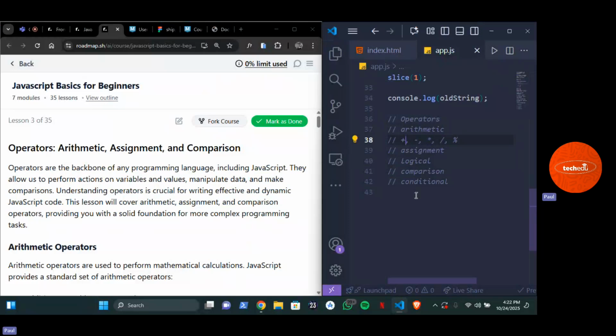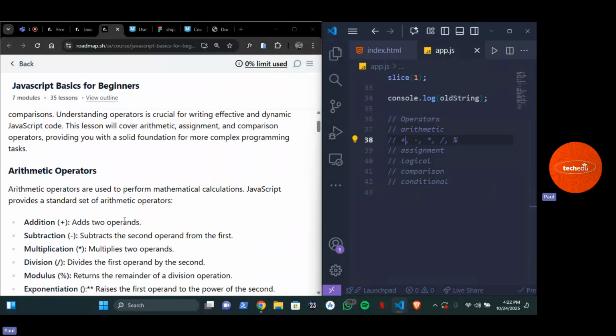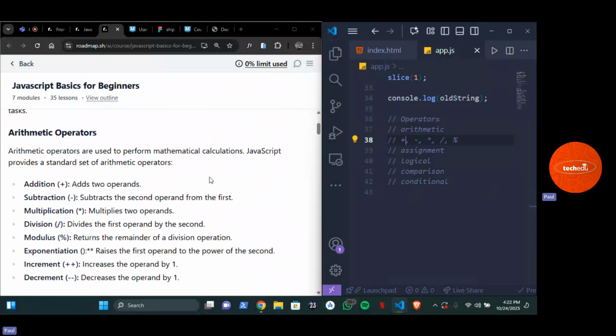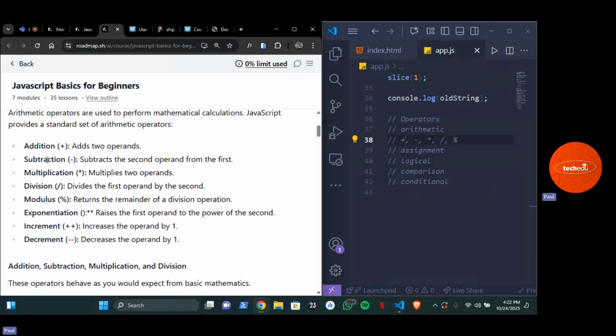Now that's your arithmetic. Arithmetic operators are used to perform mathematical calculations. So you have addition, subtraction, multiplication, division, modulus, and exponentiation, that's raising to a power. So if you have 2 raised to the power 3, that's exponentiation. Then you have your increment and decrement.